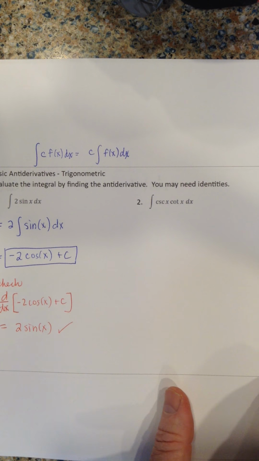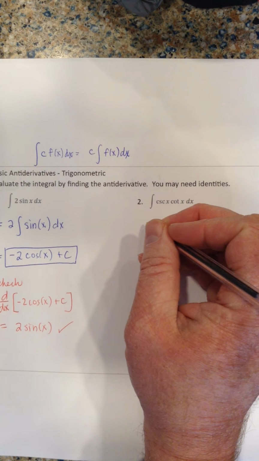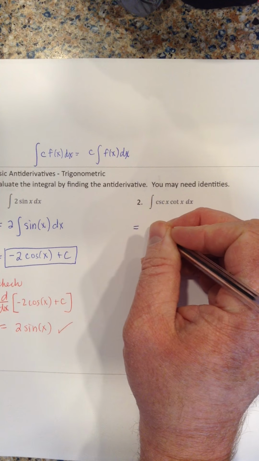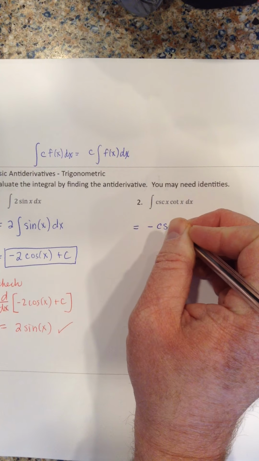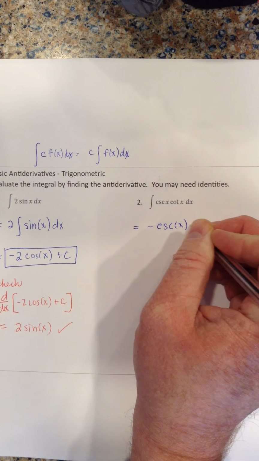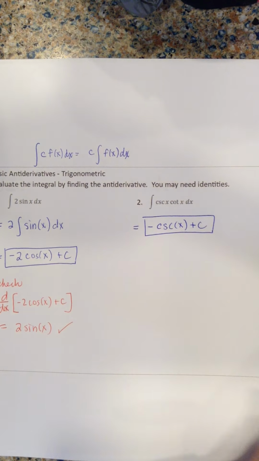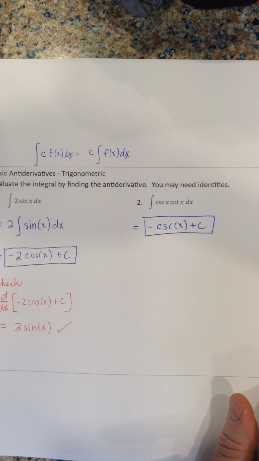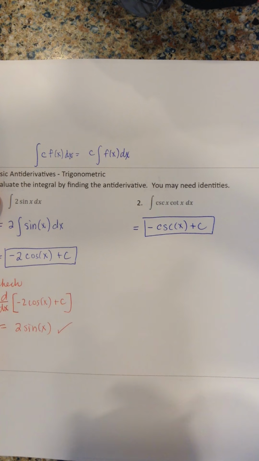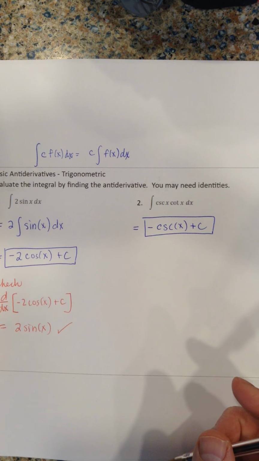And let's look at this one. Integral of cosecant x cotangent x. Well, by rule, that's just negative cosecant of x plus c. And again, you need that constant of integration, plus c. Most teachers, most college professors I've seen would mark it wrong if you left it off on basic antiderivatives.